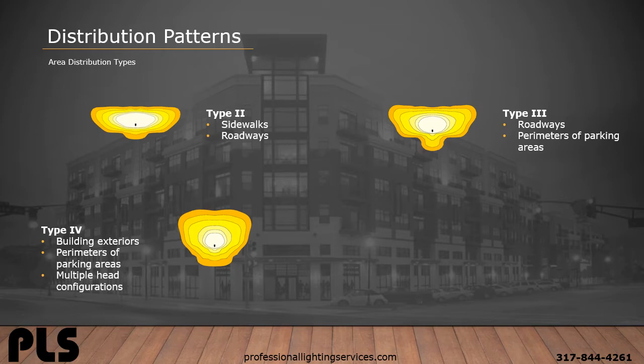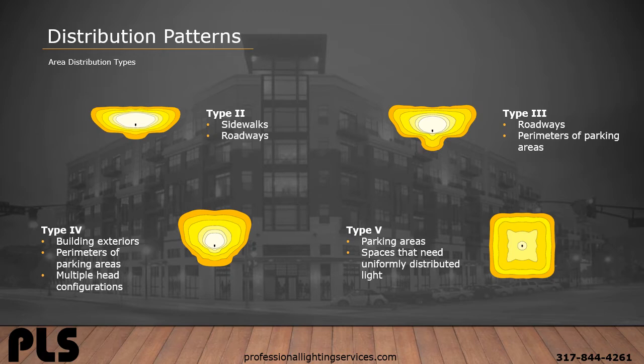Type 4 light distribution fixtures are known as forward throw or asymmetric fixtures. These light fixtures will cast light 6 times wider than their height, but they will produce a more rounded distribution pattern that pushes the light forward, with little light falling behind the fixture. Common applications are building exteriors, along with the perimeter of parking areas and installations where you have multiple fixtures on a pole.